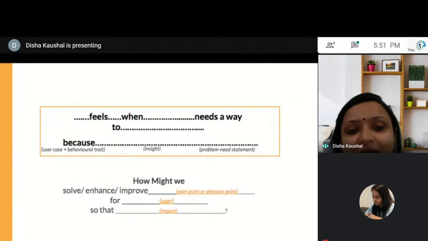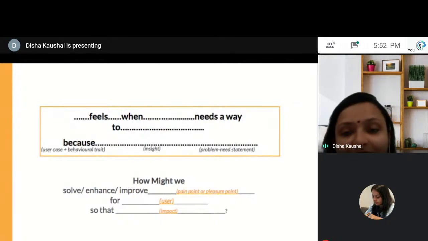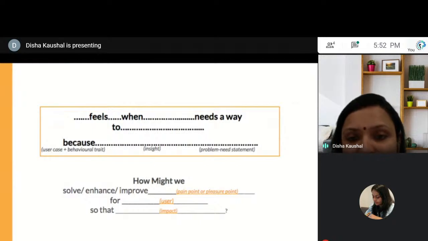So how might we solve, enhance, improve? Then in the first blank, you put down your pain or pleasure point, which is your surprise insight for the user. Here you define the user, so that in the third blank, you put in the desired impact. So in the third blank over here, you will get ideas for desirable traits in your solution, how you want it to be.